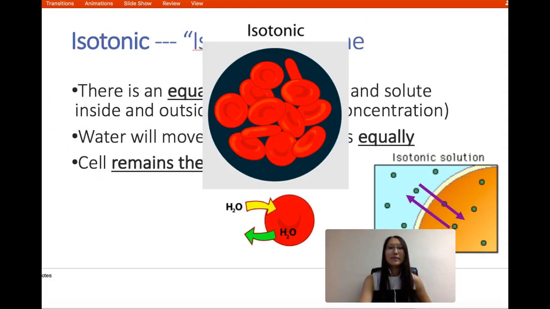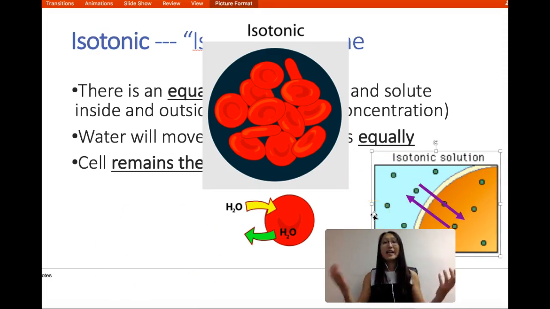Now, the tonicity. There are three types of tonicity. There's isotonic, hypertonic, and hypotonic. Isotonic means the same. So whatever you're thinking, you can think about solute, you can think about solvent, you can think about water. Whatever it is, everything is the same, right? So if you look at this picture right here, we have the same.